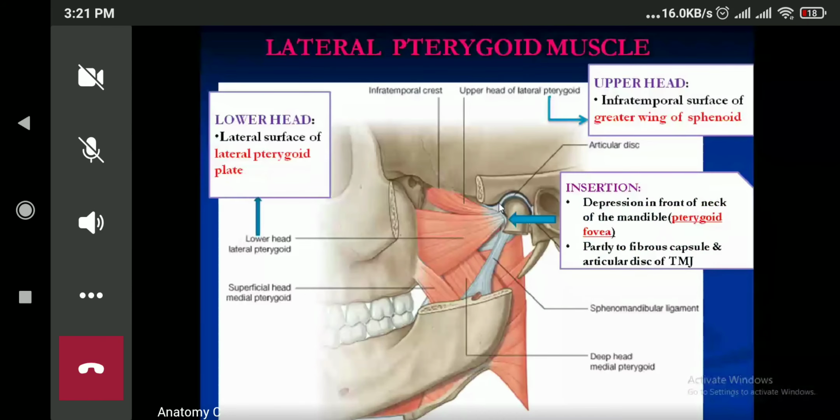Now, what is the action? You can see this is the origin, this is the insertion. Now, when this muscle pulls the mandible like this, what will be the action? It will cause protraction or retraction. Does it bring the mandible forward or backward? We have to pull like this. What happens to the mandible now?